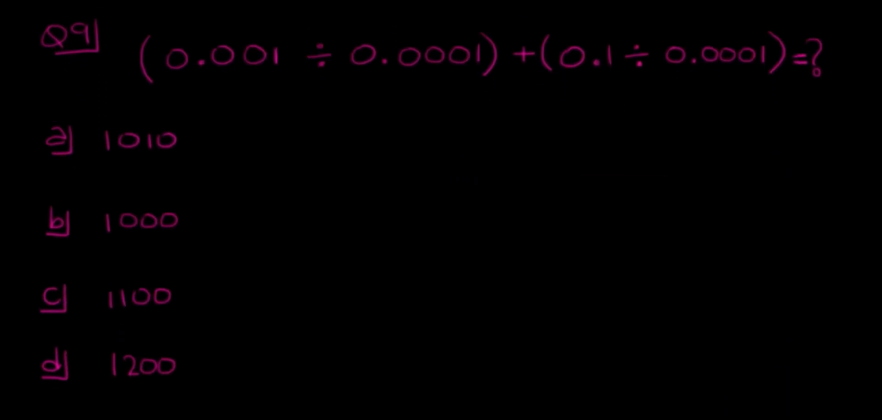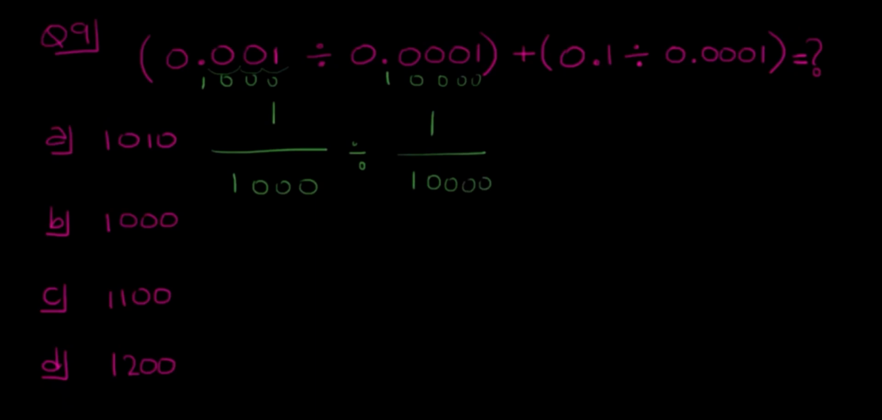Let's take a look at the next one, question number 9. How would we go about this? It's a decimal divided by a decimal. I could rewrite them as fractions. I think that would be the easiest way: 1 over 1, 2, 3 divided by 1 over 1, 2, 3, 4 with 4 zeros, plus, so I should be working on this first. Changing that to a fraction again: 1 over 10 divided by 1 over 10,000.